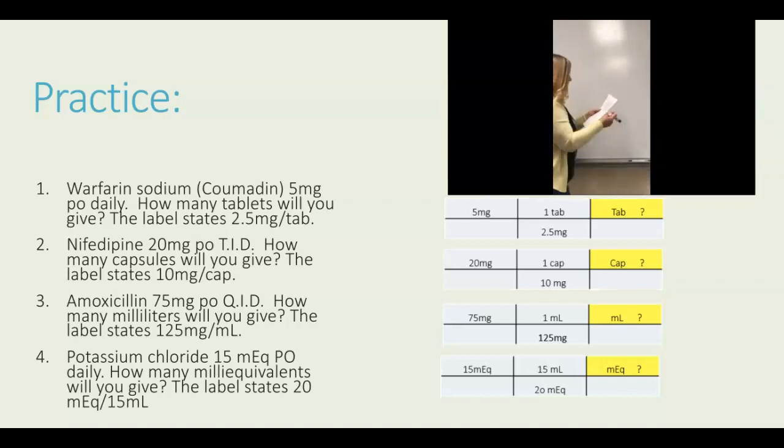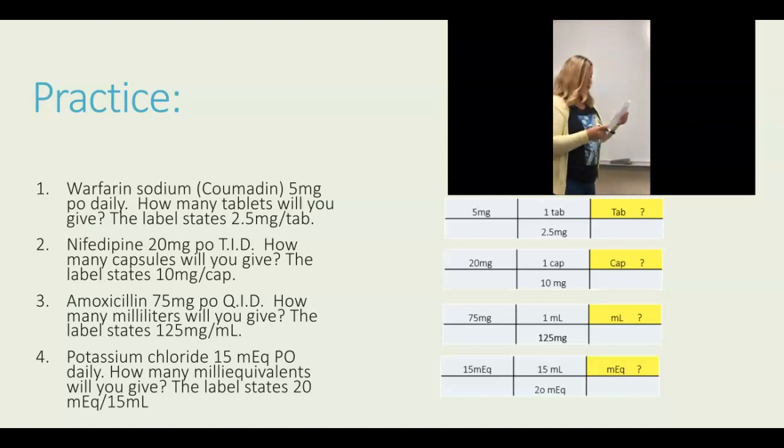All right, amoxicillin, it says 75 milligrams, PO QID. How many milliliters will you give? Because this is a fluid, this is in a volume. The label states 125 milligrams per milliliter. Now this one you may have some trouble doing in your head. So let's just work it out.